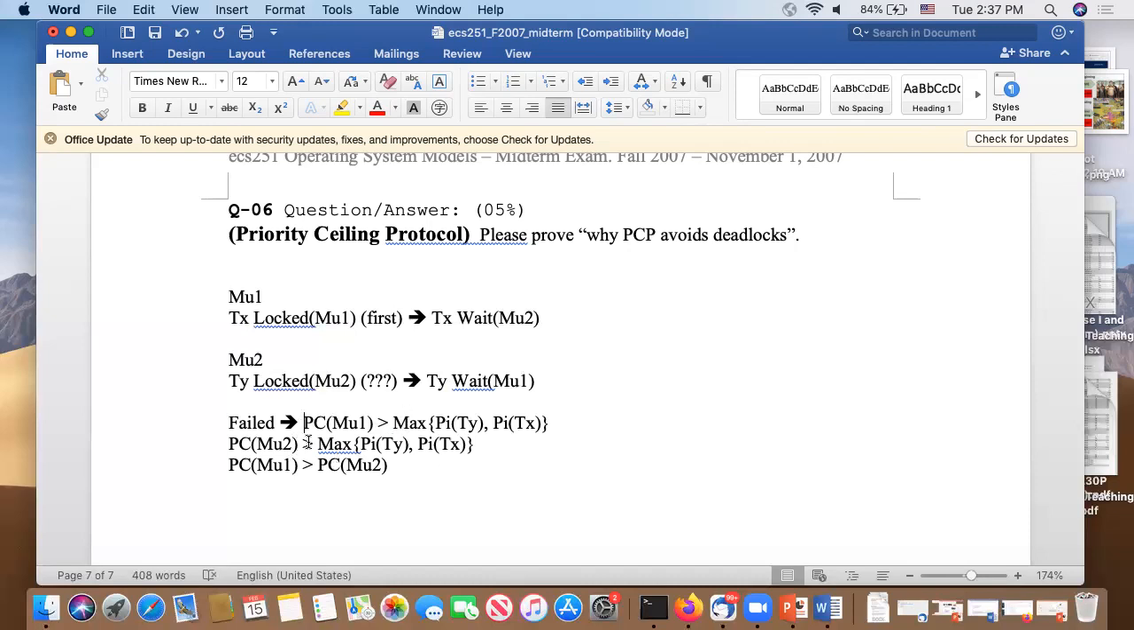Oh, you said this one? Yeah, sorry, this one must be greater than or equal. Yeah, the ceiling value is greater than or equal. But when we decide whether we can lock, that's actually strictly greater than, so that's why it's very important. It has to be strictly greater than, otherwise it won't work.